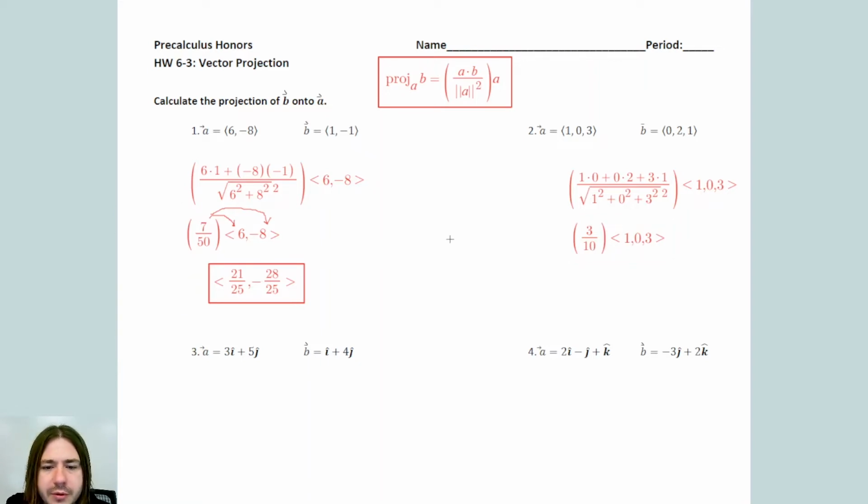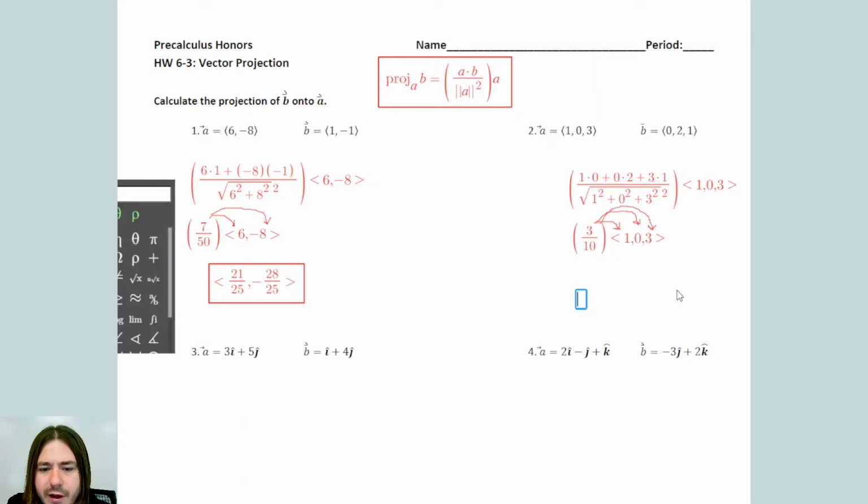Now we're going to distribute the 3/10 to each one of these. So we should get 3/10 times 1 is 3/10. 3/10 times 0 is 0. And then 3/10 times 3 is going to be 9/10. So our projection vector is going to be 3/10, comma 0, comma 9/10. And that's number 2.